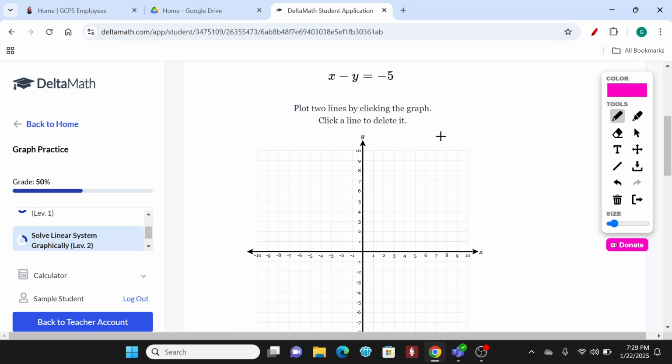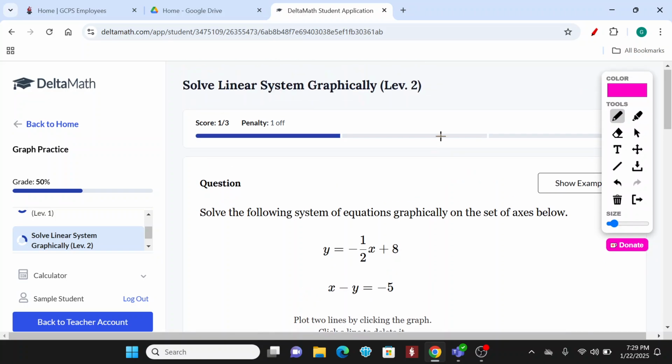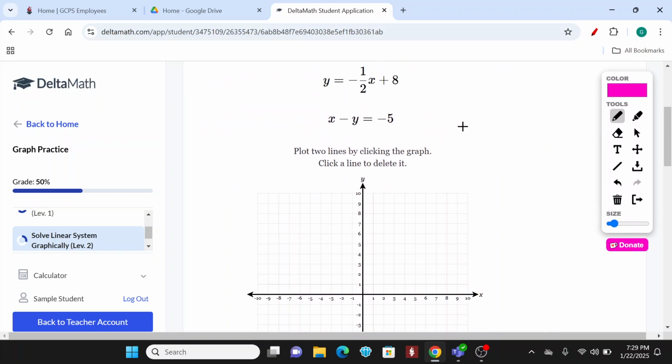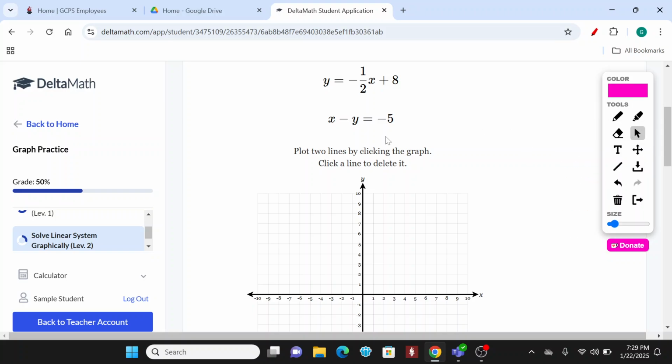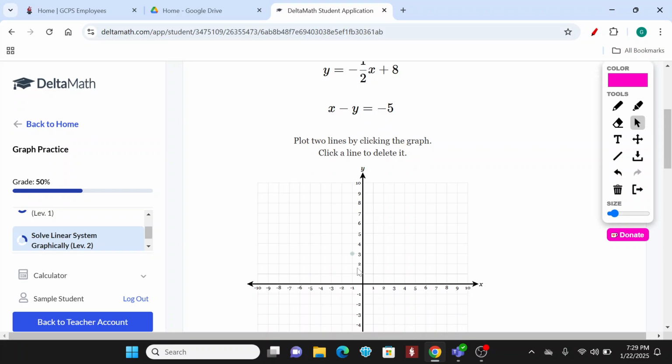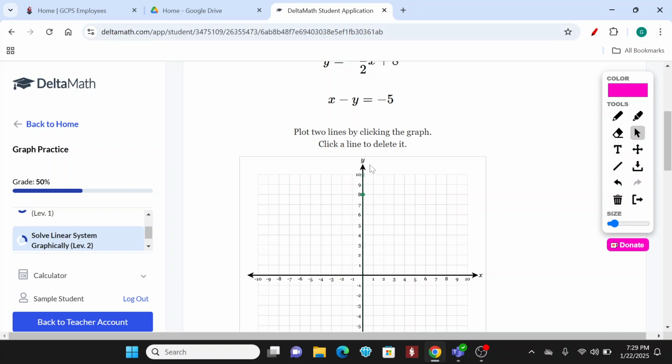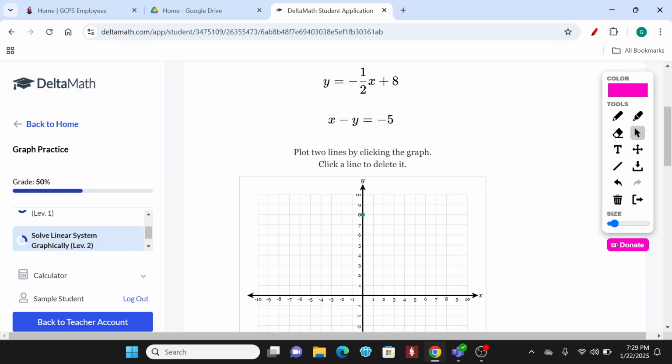Looks like I have to solve it first. It won't just give me another one. All right, cool. So I'm going to graph this one real quick.